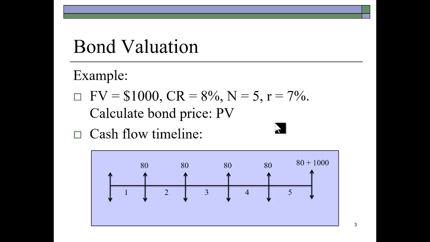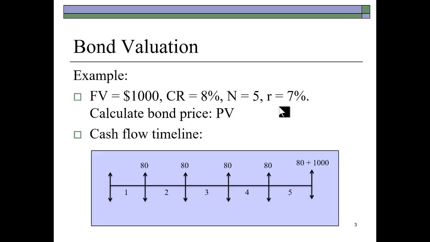As it turns out, though, right now in the market, interest rates have dropped since the time this bond was issued, and bonds like this are currently selling to yield 100 basis points less, which is in this case 7%. So anyhow, the question here is for us to calculate the value of this bond.